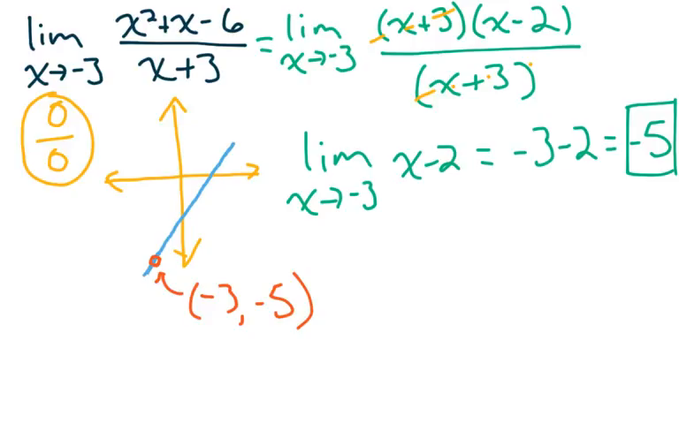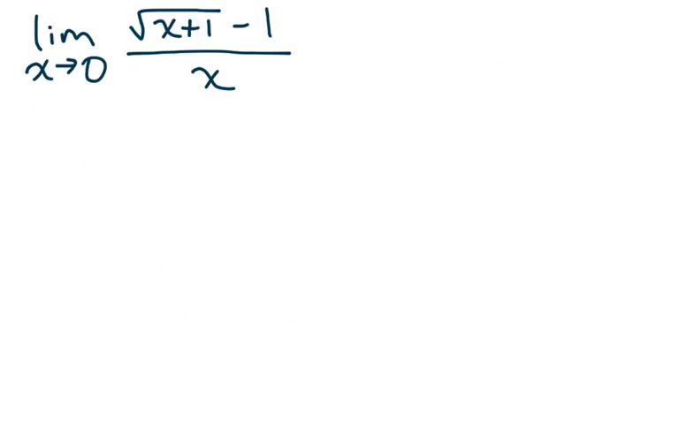Dividing out factors is always a good approach to think of when we come across one of these 0 divided by 0 problems, but unfortunately it's not always going to work. So we do have another technique that we can try, and that is called rationalization. I'm going to back up for a second.